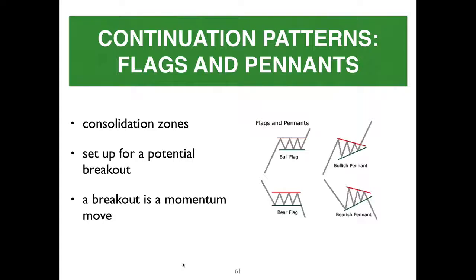Now we have consolidation, continuation patterns. Previously, we talked about reversal patterns. Now let's talk about flags and pennants, which are continuation patterns. These are the most profitable patterns that you should look out for because they result in poles afterwards. That's why we're always on the lookout for flags and pennants. So this is a bullish flag. This is a bullish pennant. This is a bearish flag and a bearish pennant. So these are setups for potential breakouts, and the breakout is usually a momentum move, a strong move upward or downward.